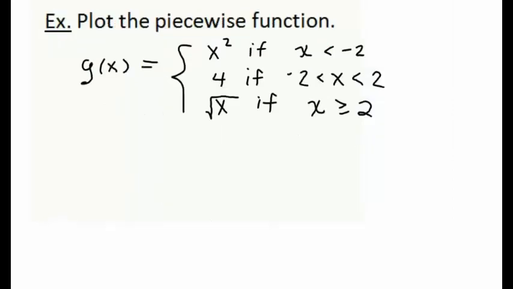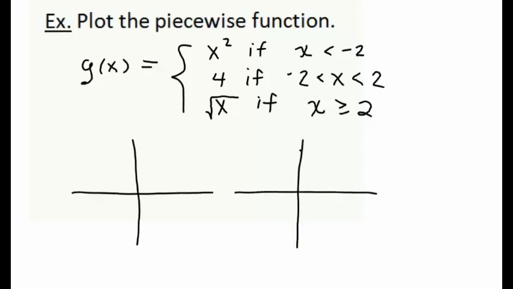Let's try to plot the following piecewise function. G of x is going to have 3 subfunctions. x squared, if x is less than -2. 4, if x is between -2 and 2. And the square root of x, if x is greater than or equal to 2. Now, just like before, we want to divide this up into 3 separate parts and consider each subfunction on its own.